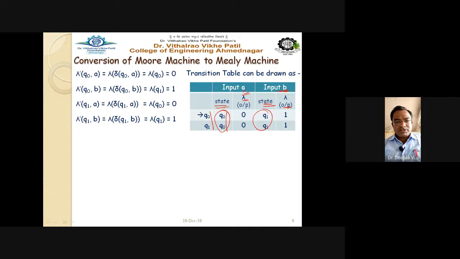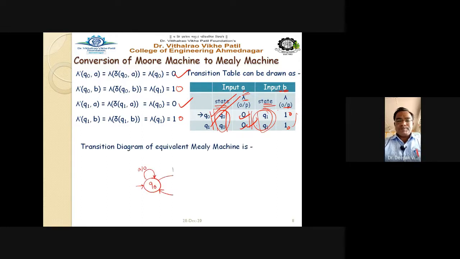Remember this point, this is just a method. Q0 and Q1 are just copied from the Moore machine table. Only the outputs you have to find out just now. So q0 on a gives you 0 and q1 on a gives you 0, so these two zeros are placed here, and for b the outputs are 1 and 1. Getting this point? And finally we can draw the diagram of the equivalent Mealy machine.